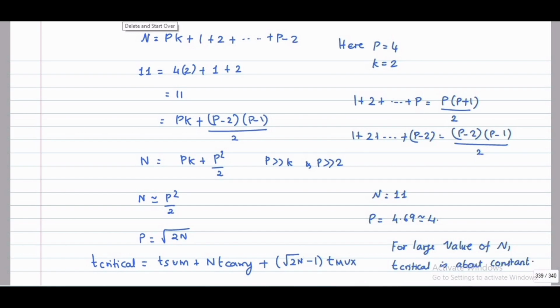For smaller values of n, the T critical value is the same compared to the ripple carry adder and the carry look ahead adder. But if we go for larger values, the T critical value is much less. So this is the advantage of the carry select adder.